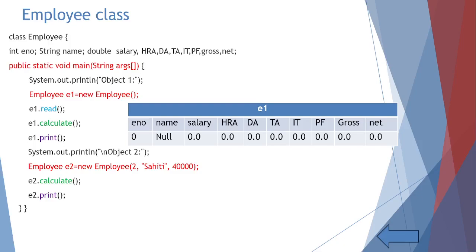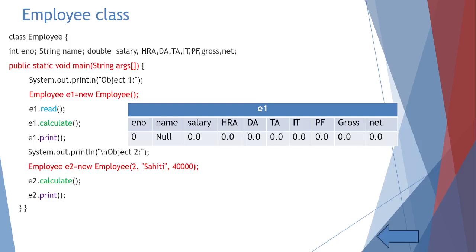Now, even though the object has values, they cannot be used. So e1.read: go to e1's area and read three inputs. What are they? Employee number, name, salary. And then e1.calculate, that method will calculate HRA and all. Print method prints.